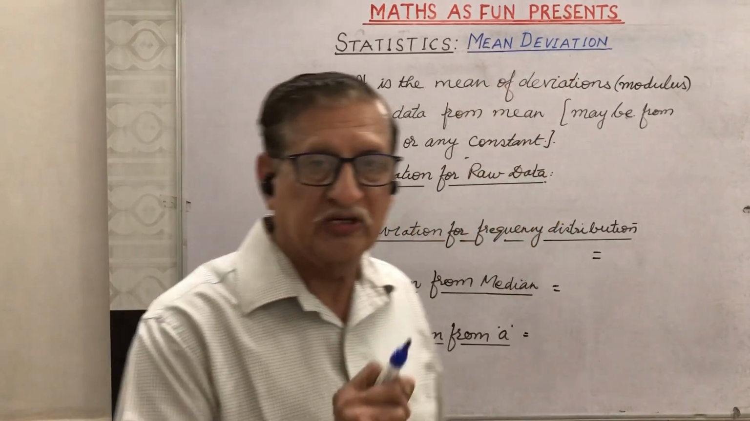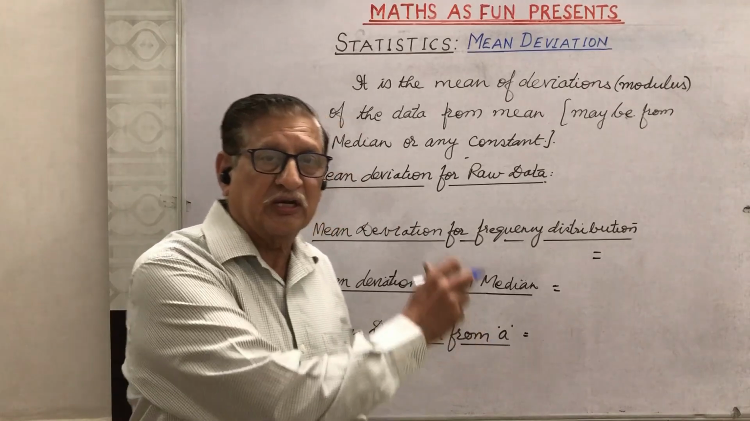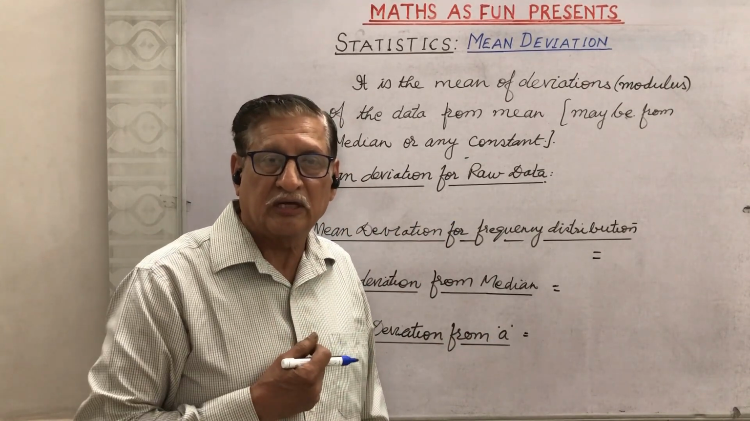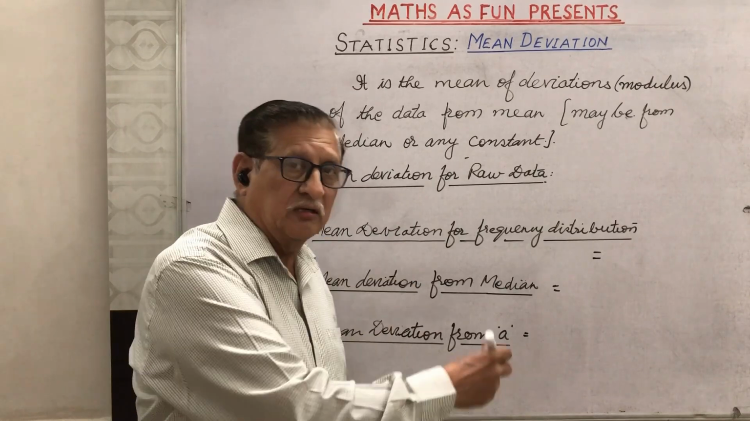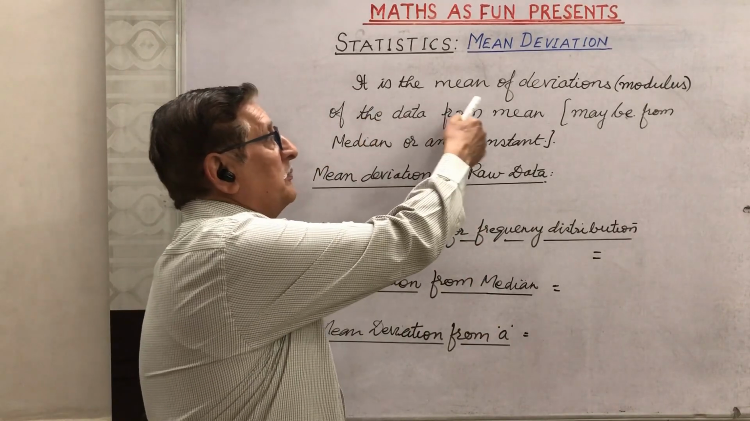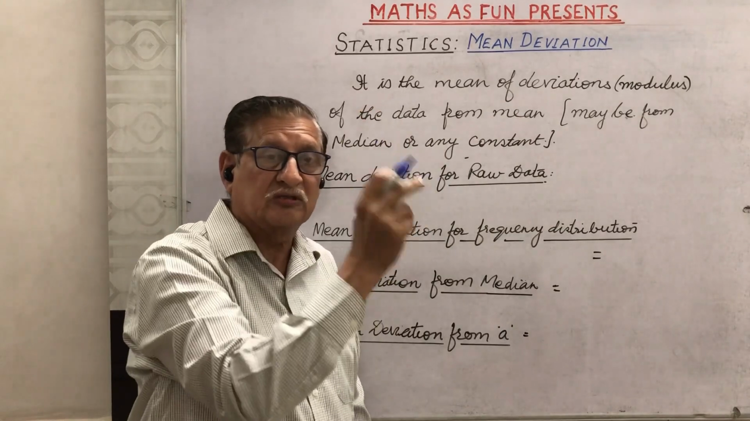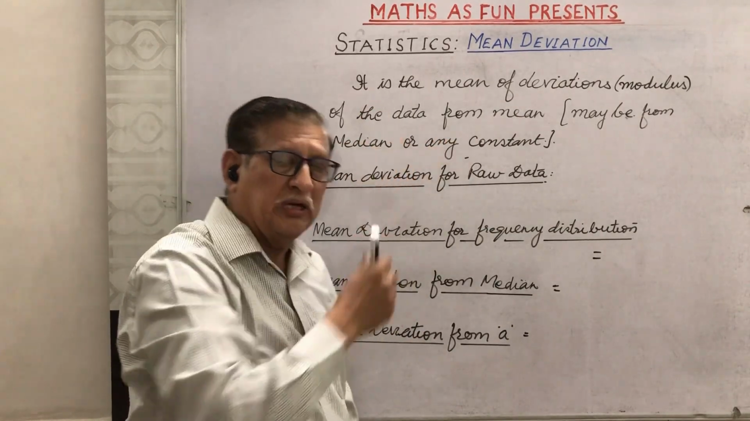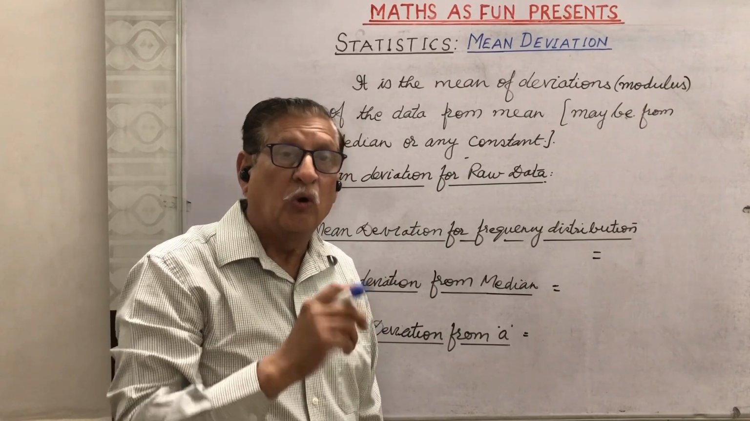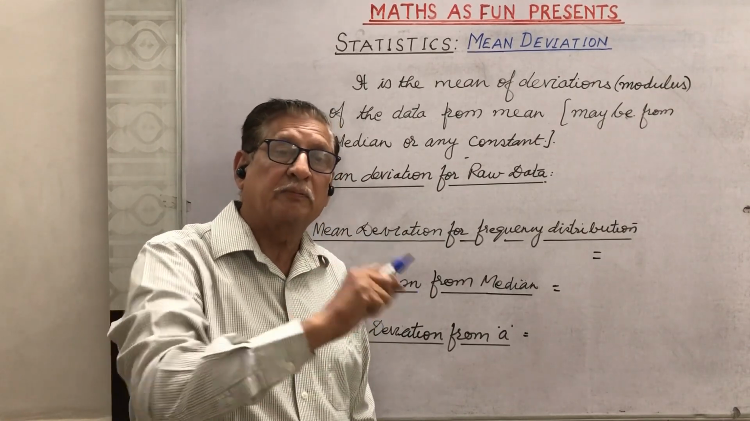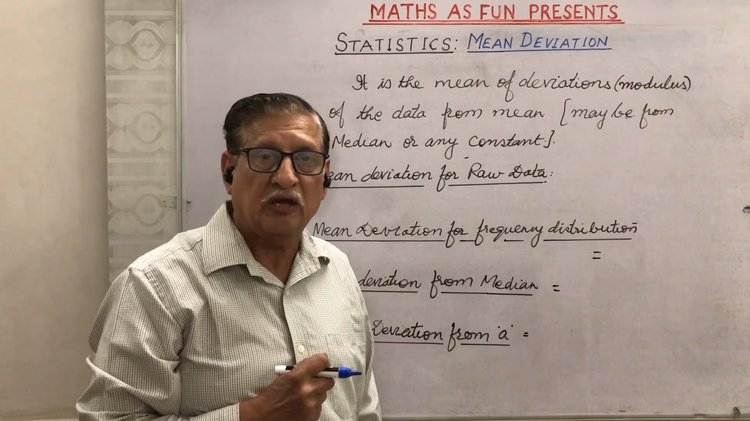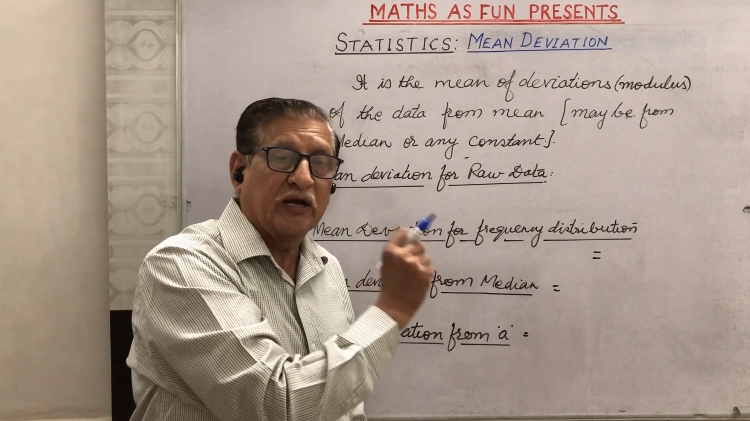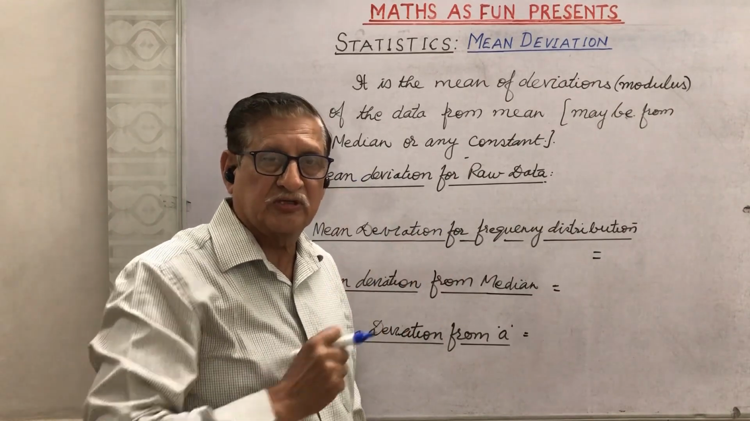What is mean deviation? Mean deviation is the mean of the deviations. The name itself tells it. So we can define it as the mean of deviations, that is, the modulus of the deviations from the mean of the data, or it may be from the median, or it may be from some particular constant A. Now we learn about the formulae to find out the mean deviation.